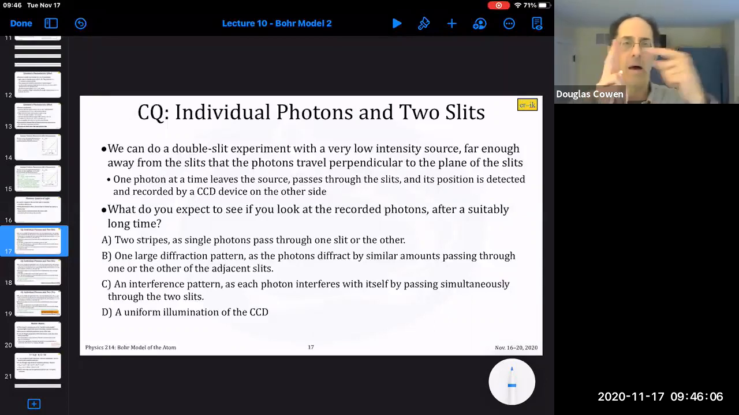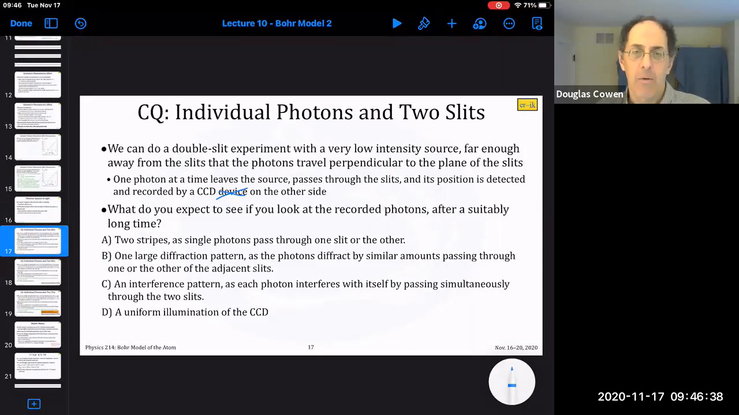And then on the other side of these slits, we have a screen that, in the video I'm going to show you in a second, is what's called the CCD, which stands for charge coupled device. It produces, shows you where the photons have arrived by showing a little flash, basically a little bright spot.